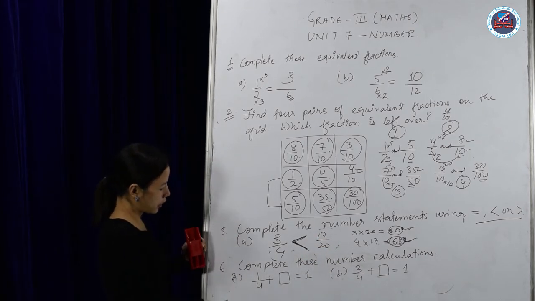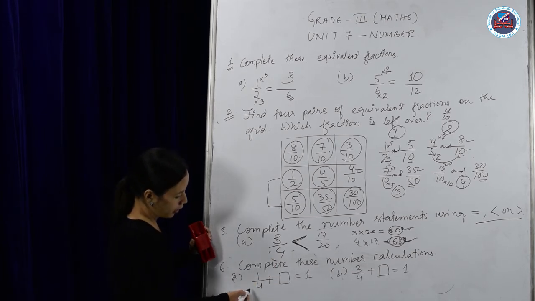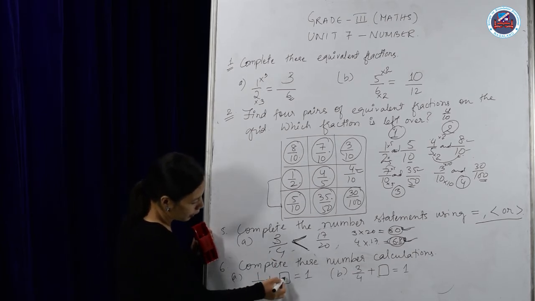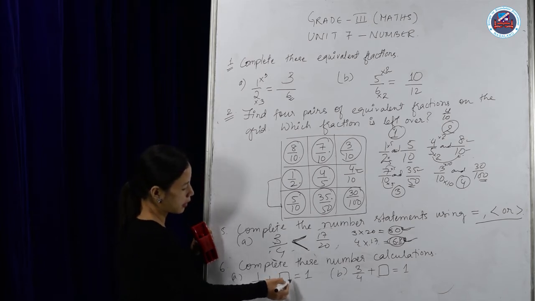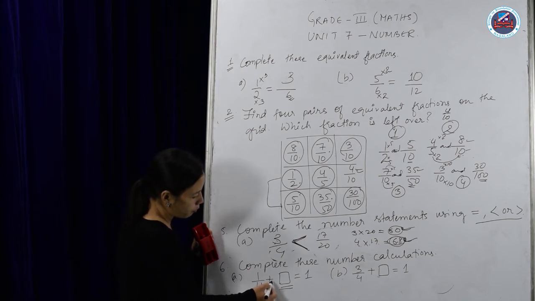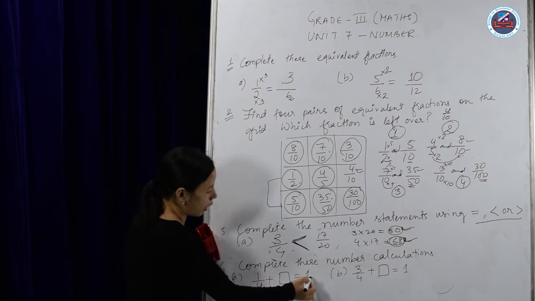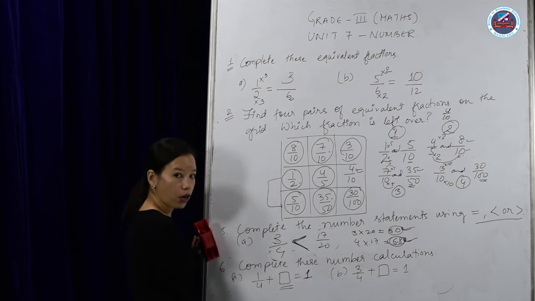Now let's go to this next one. It says complete this number calculation. Here we have to complete this one. What number or what fraction will come in this empty box here? Here it says 1 by 4 plus something equals 1. So together, both these fractions should be equal to 1. So 1 means it's a whole, right?